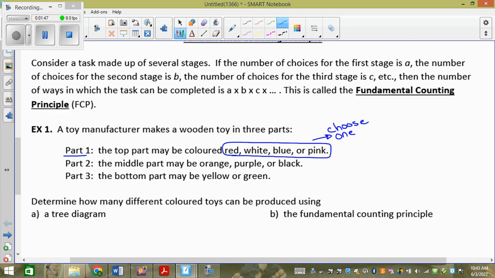And then the middle part must be orange, purple, or black. And I have to choose one. The key thing for the fundamental counting principle is that you need to have a few parts, and then from each of those parts you choose one item. And then the bottom part may be yellow or green. Choose one.